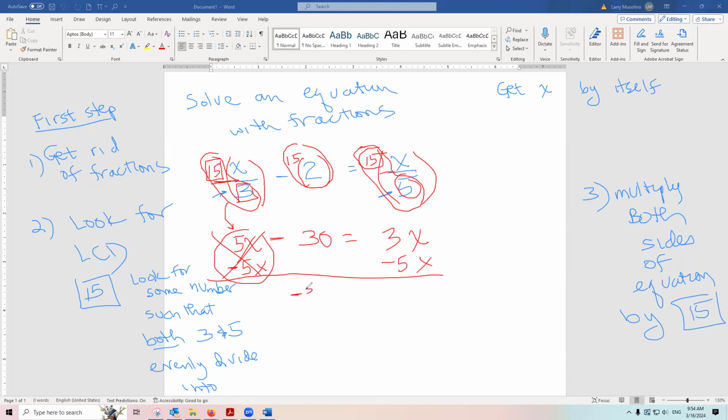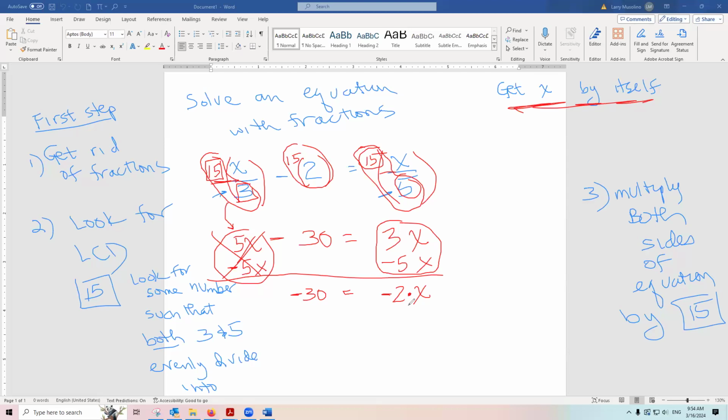All right, that leaves me negative 30 on the left side. On the right side, I have 3x subtract 5x. Well, that's a negative 2x. All right, one more step. Remember, our goal is to get x by itself. Right now, x is being multiplied by negative 2. If I want to get x by itself, I've got to cancel out that multiplication by negative 2.